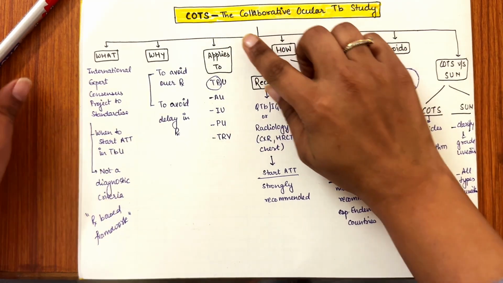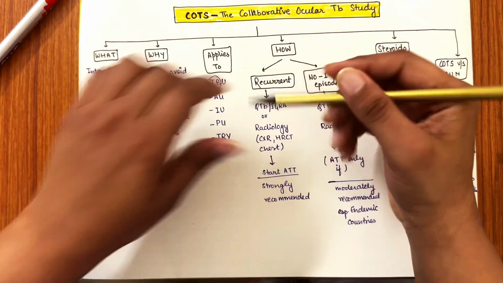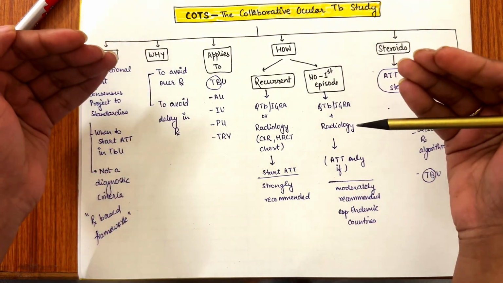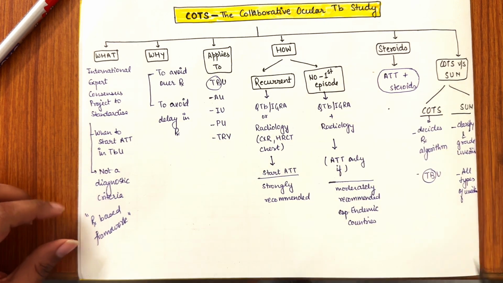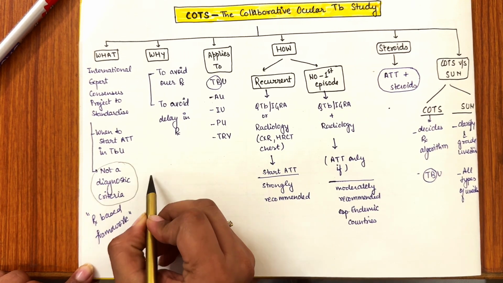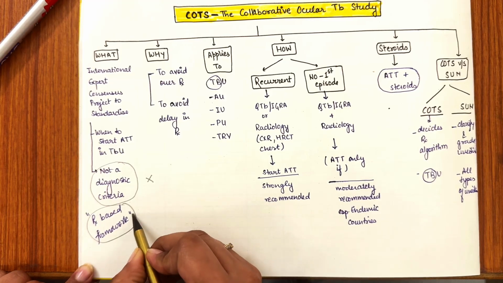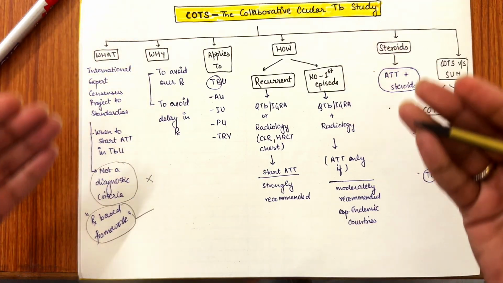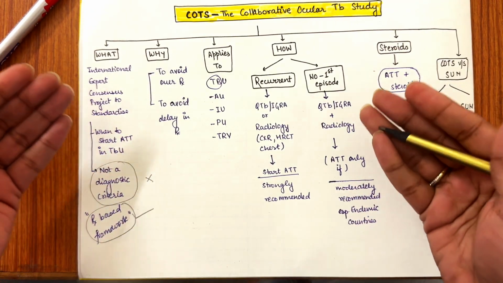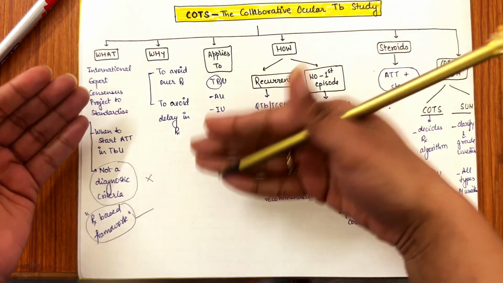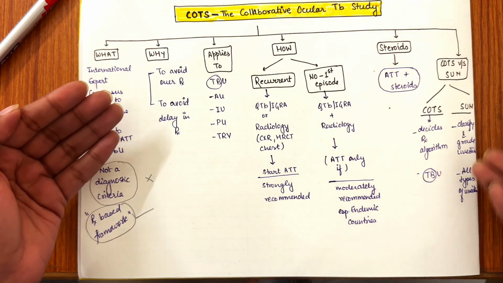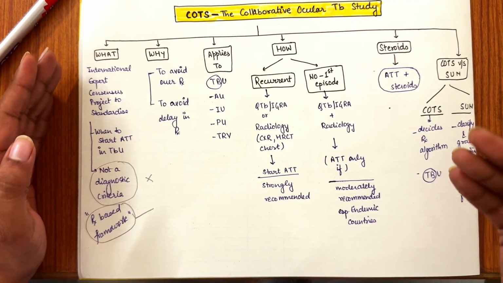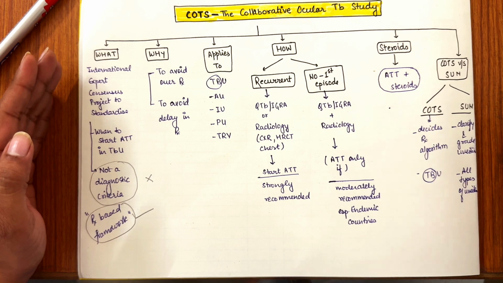What is COTS? COTS is the Collaborative Ocular TB Study. Residents often misunderstand this, so before I start, you should know that COTS is not a diagnostic criteria. It is mainly a treatment-based framework, and it is mainly for tuberculosis cases. We'll discuss what it is, why and how it should be applied, and how it decides the treatment. Next we'll go on to the treatment trials for various drugs.